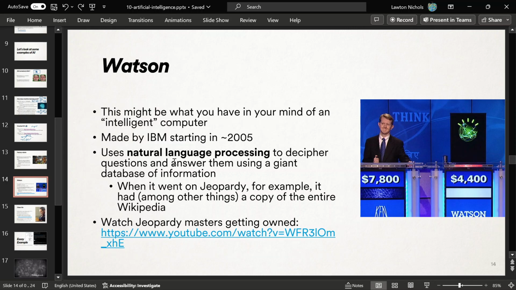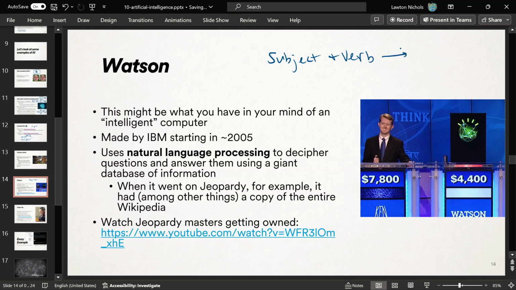What it does is it uses what's called natural language processing, which is a subfield of artificial intelligence, that can look at the text of the Jeopardy question and figure out what it was asking and look at its giant database of information for the answer. Natural language processing is able to break down the sentence into a subject and a verb and all those things and figure out what it's asking. That's all natural language processing is at a high level.